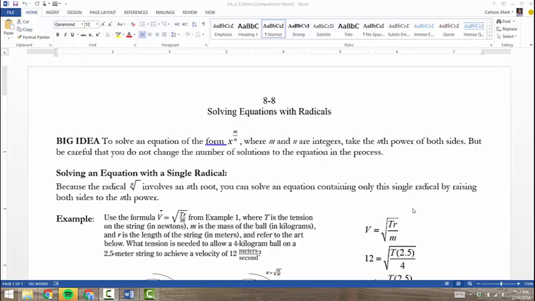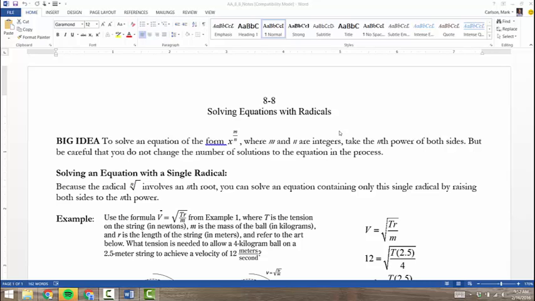Okay, these are the notes for section 8.8, solving equations with radicals. If you think about everything that we've done with radicals and with powers that are rational values, what we want to be able to do now is solve an equation of the form x to the m over n, where m and n are integers, and take the nth power of both sides.